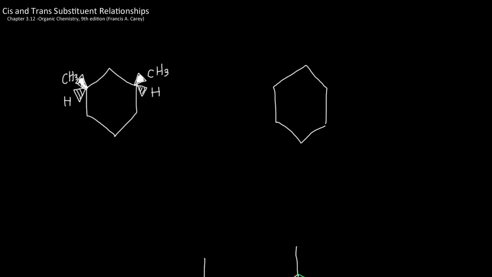Now, if we're looking at this ring, we see that both of the CH3s are in the same direction. They're both pointing out, towards us. Now, would it be safe to say that these two things pointing out will be the same as an example over here? Let's draw them on. And this time I'm not going to be drawing the hydrogens. You can assume that they are still there.